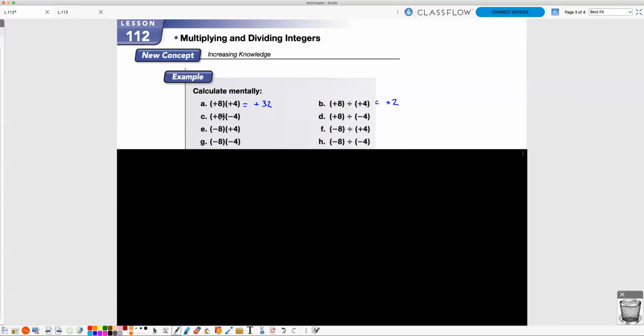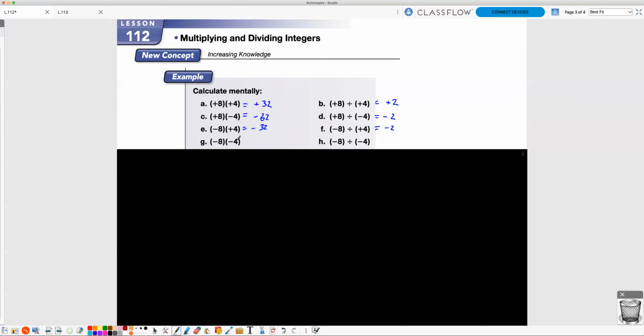Letter C, positive 8 times a negative 4. Again, you know the numerical value is 32. 8 times 4 is 32. But because only one of these integers is negative, the answer is going to be negative. The same goes for the division. You're going to end up with a negative 2 in this case. Negative 8 times a positive 4: again, you know the number is 32, and because one of those is negative, the answer has to be negative 32. Same goes for this one. This would be negative 2.